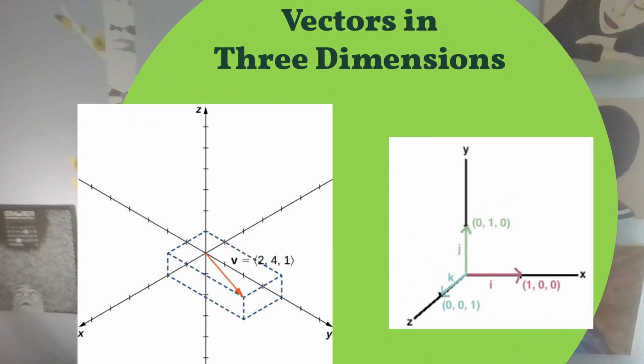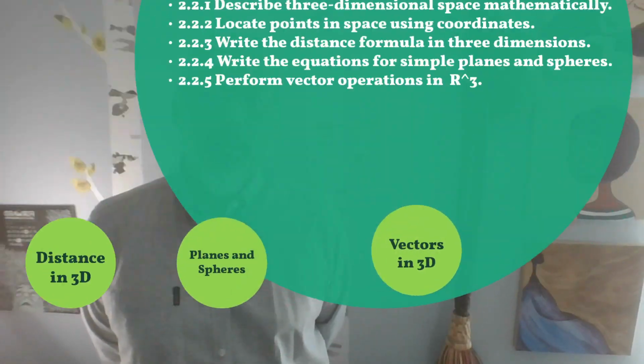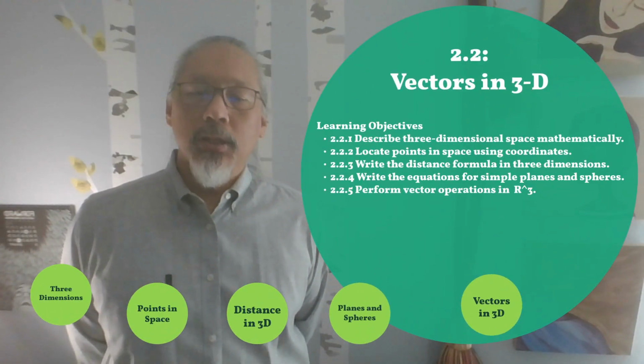And then also there are the i and j vectors that we saw in 2 dimensions. Now we have a third vector that is going along the z-axis that we'll call k. So in 3 dimensions, we are going to have the i, j, k vectors to be our standard basis vectors.